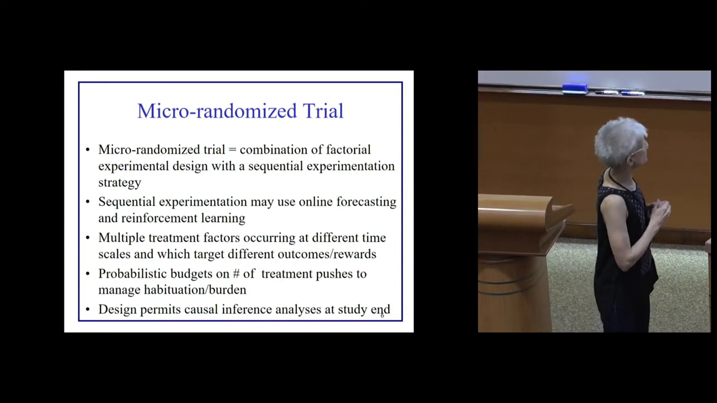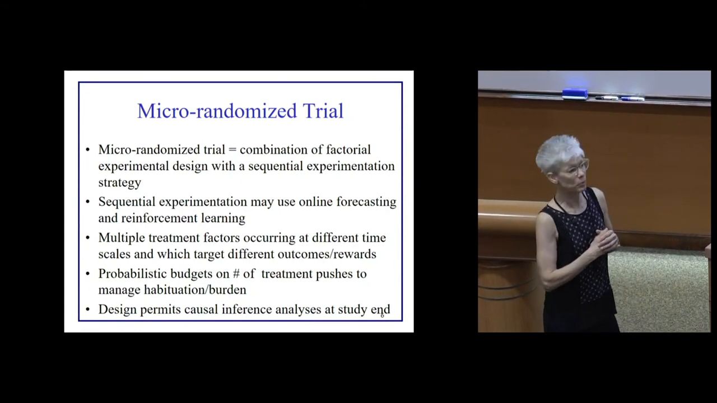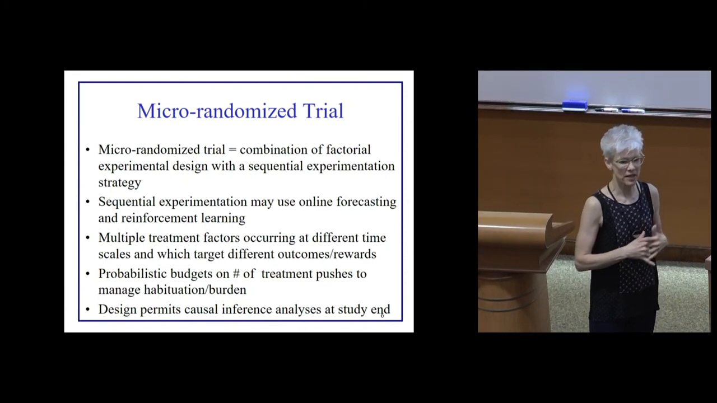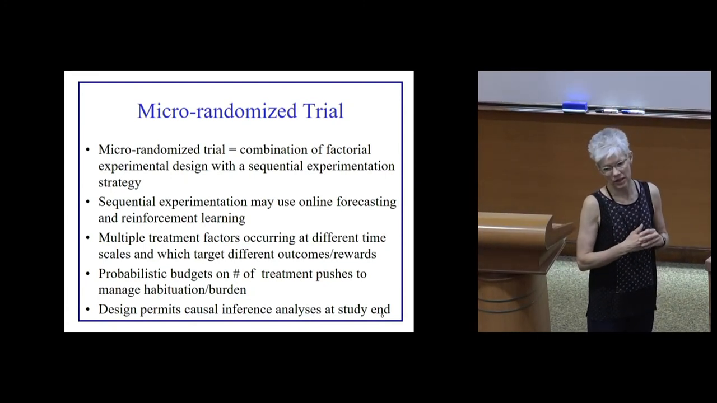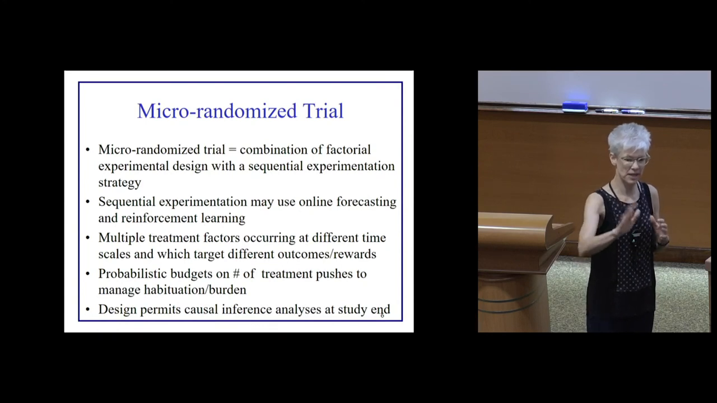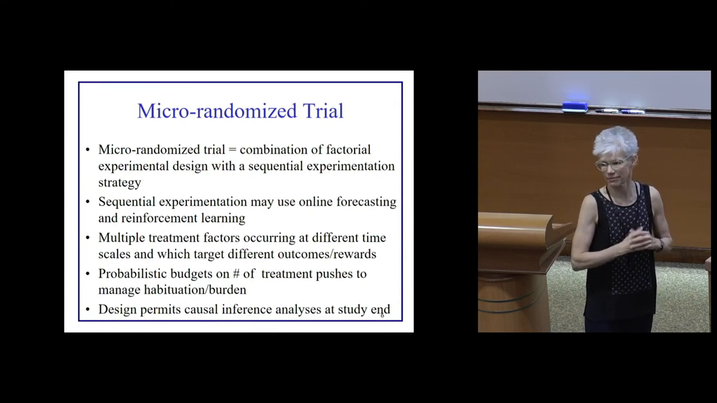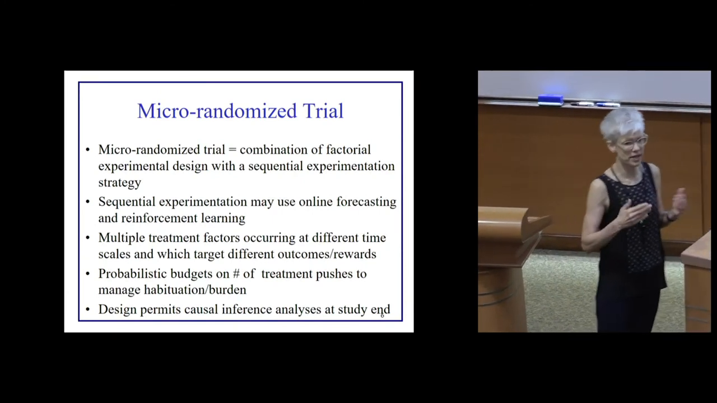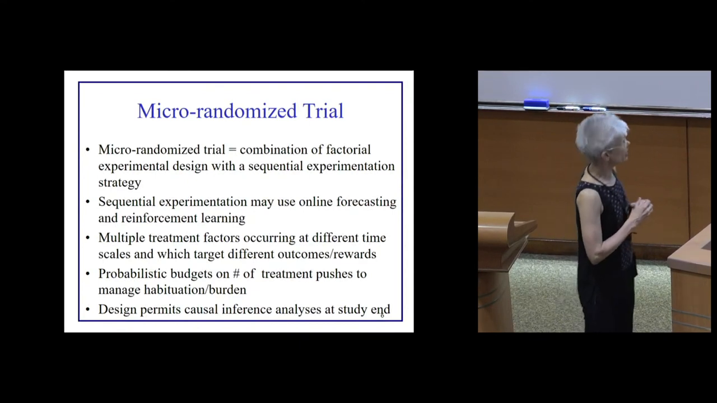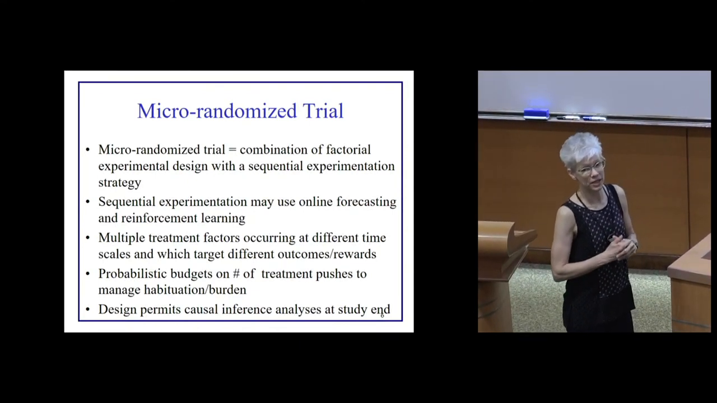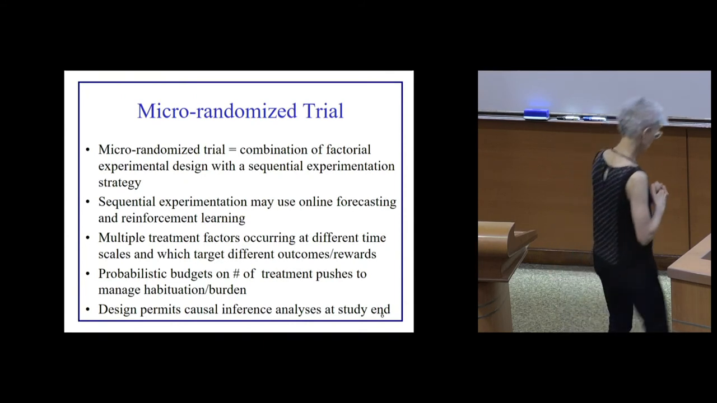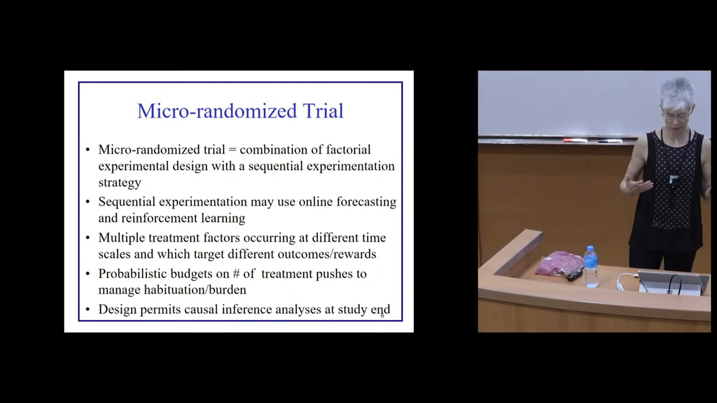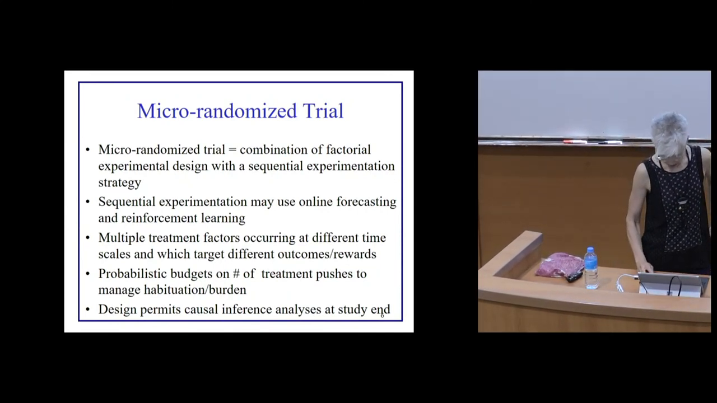Usually there's some sort of budget on the number of times you can interrupt people per day. So it's a probabilistic budget. At least in our world, it's always a probabilistic budget. That is, on average, we will push a message to you 2 times a day, something like that. And that's usually to manage burden, so an external constraint to prevent us from aggravating the user. And whatever we do, we have to be able to provide the ability to do causal inference at the end. So this is how I think of a micro-randomized trial. It has this probabilistic experimentation, and you can do inference at the end.